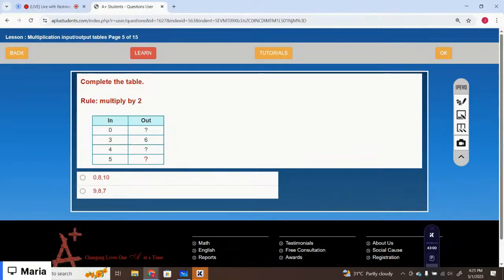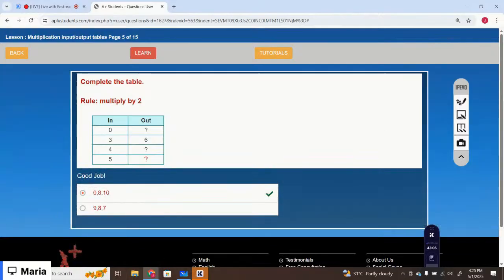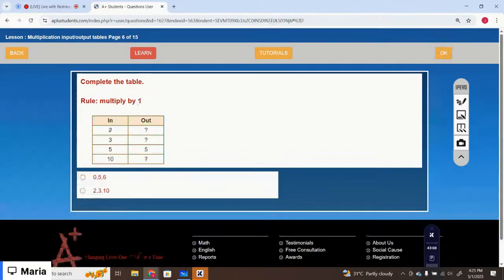Option number 1 is the correct option. That is 0, 8, and 10. Complete the table, multiply by 1.